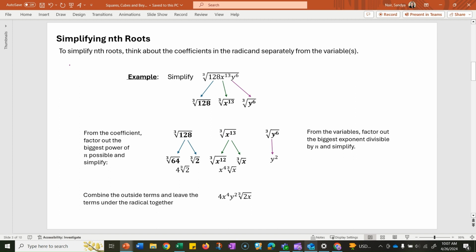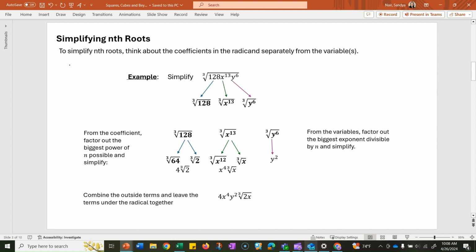When you're working with the exponents, you want to find the biggest number less than the exponent that's given, but that's divisible by n. In this case, n is 3. So the biggest number divisible by 3 that's less than 13 is going to be 12. So we rewrite x to the 13th as x to the 12th times x. The cube root of x to the 12th, we just take that 12 and divide it by 3, and we get x to the 4th. And then we leave it as the cube root of x.